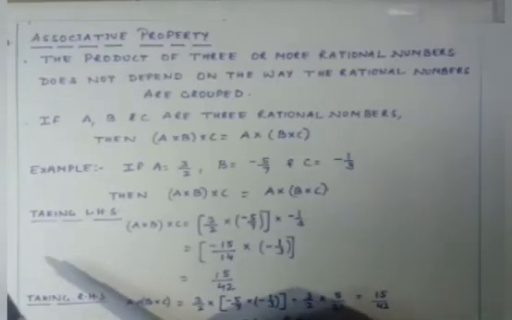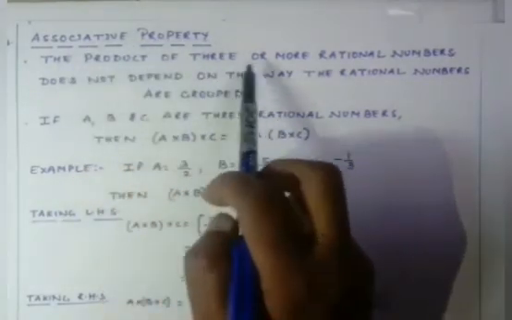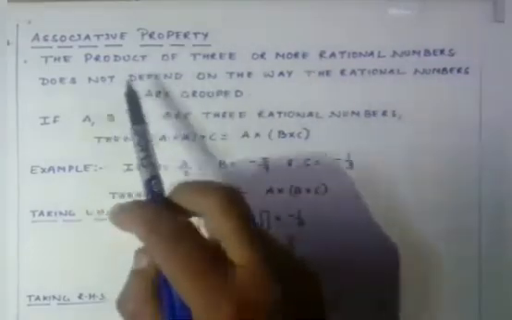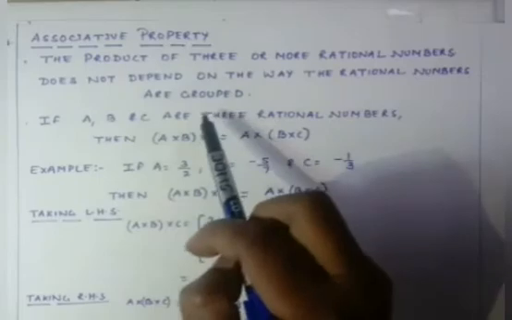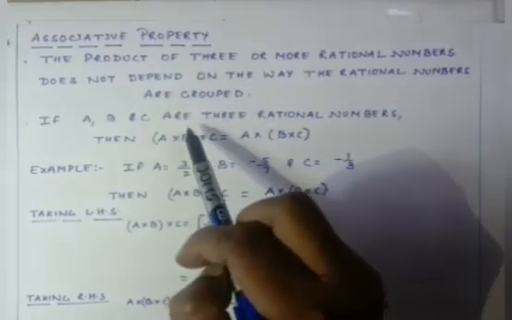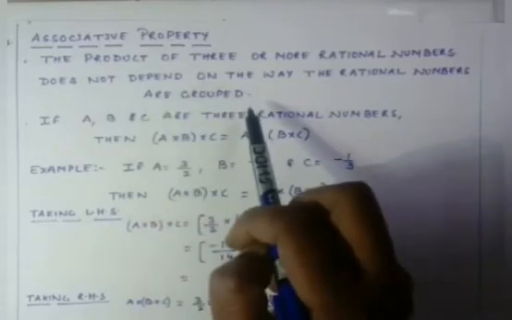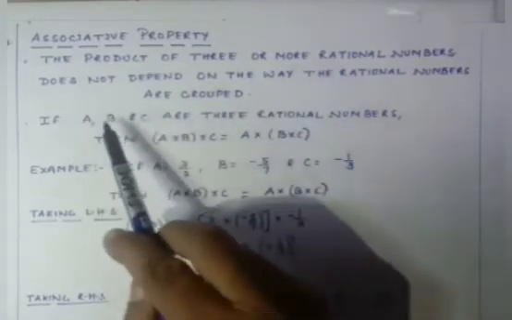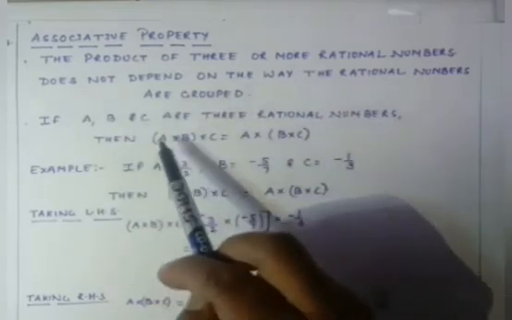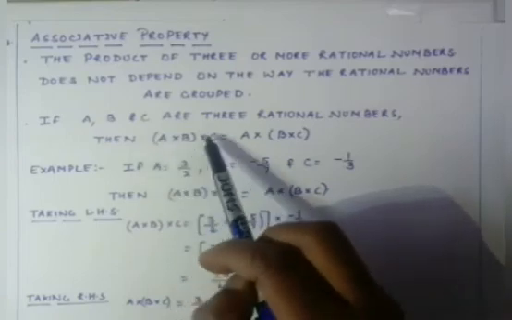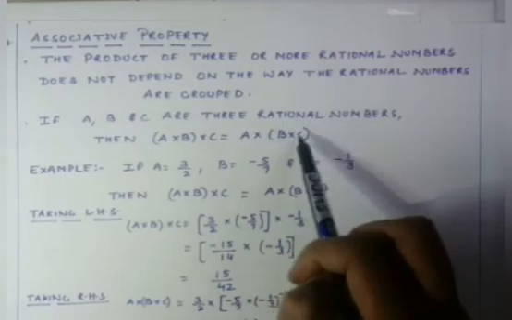Let us come to another property, that is associative property. What it says, the product of three or more rational numbers does not depend on the way the rational numbers are grouped. If we interchange the grouping of three rational numbers, it is not going to affect the product or result. If a, b and c are three rational numbers, then according to the property (a into b) in one bracket multiplied by c is equal to a into (b into c) in one bracket.